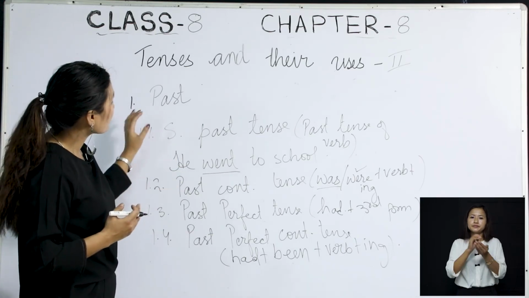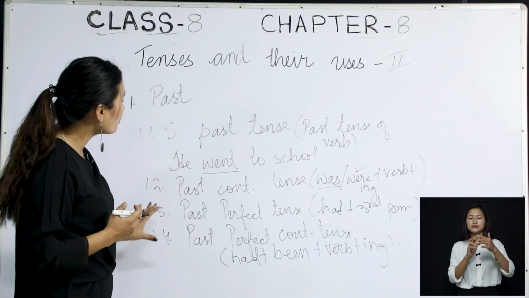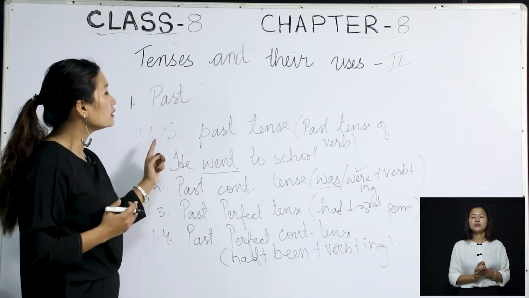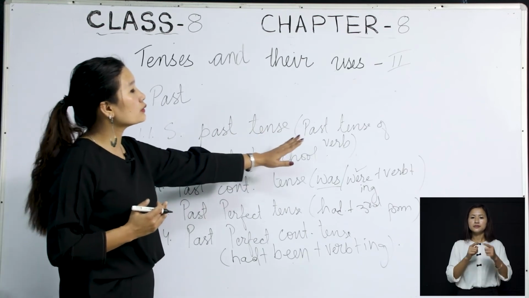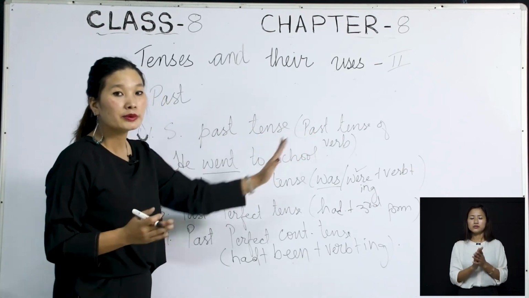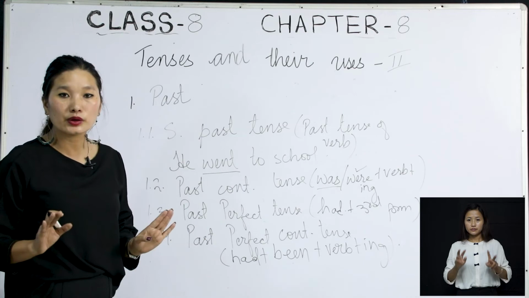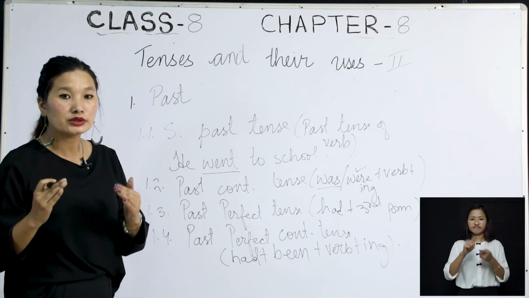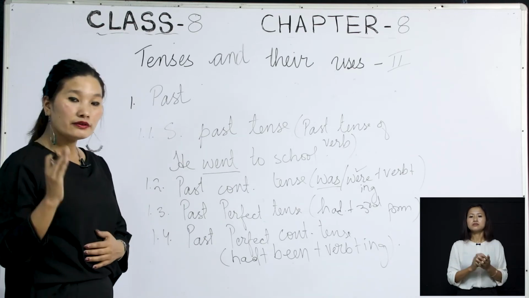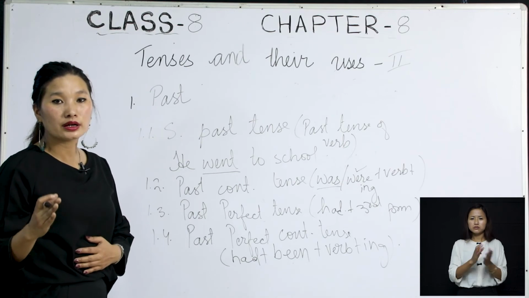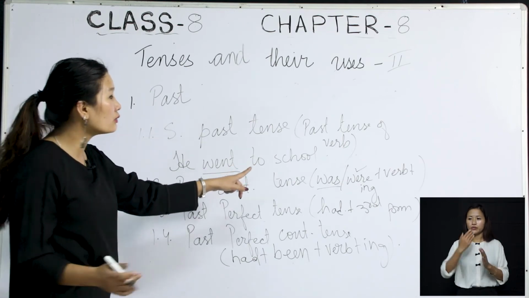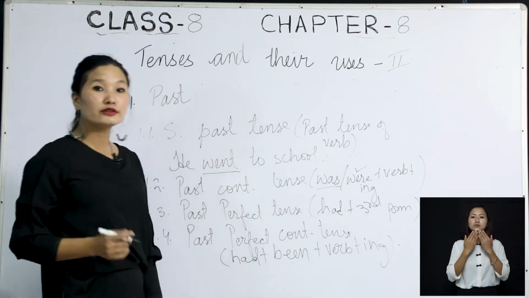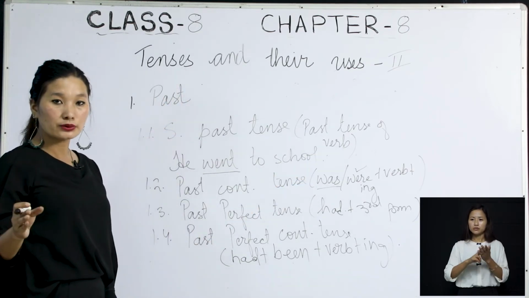Past tense will be divided into 4 main points. 1.1 is simple past tense. You will just have to use the past tense of the verb. You don't have to add any extra words in order to change your sentence. I have given you "he goes to school" as your example, and now we have changed it into "he went to school." Now you see that only the verb go has been changed to went, right?